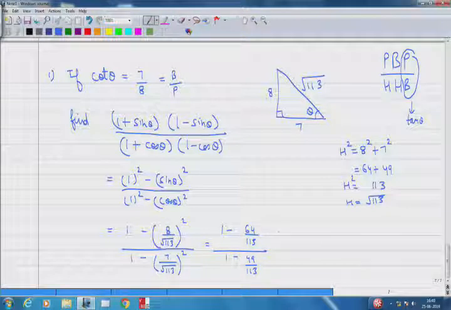113 minus 64, that is 49. 49 over 113 whole divided by 64 over 113. 113 will get cancelled out. So 49 over 64, that is the answer.